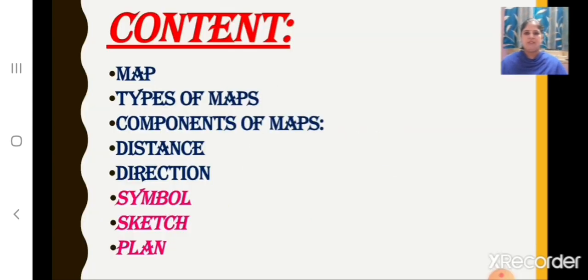We have already revised what a map is, types of maps, and components of maps, that is distance and direction, in our previous classes. Today let us revise the third component of a map, that is symbol, and we will also revise sketch and plan.